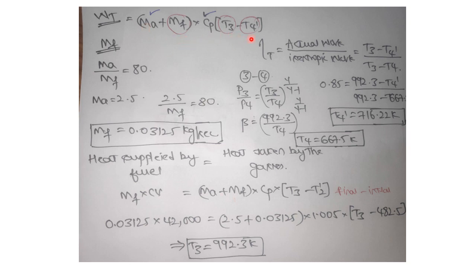For the calculation of the mass flow rate of fuel, the air to fuel ratio is given as 80. The mass flow rate of air divided by the mass flow rate of fuel is given as 80. You know the mass flow rate of air, so by substituting here you can easily calculate the mass flow rate of fuel, which is nothing but 2.5 divided by 80. So the mass flow rate of fuel is 0.03125 kg per second. So the first unknown is calculated.